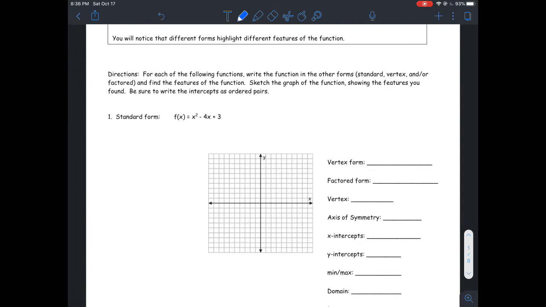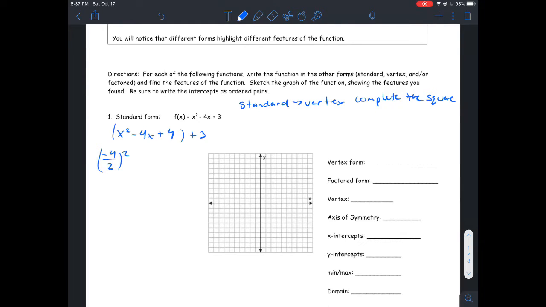So first off, they gave us a function in standard form. Now, hopefully by now, you know how to go from standard form to vertex form. That's the next thing they ask for, vertex form. If you don't remember standard to vertex, you complete the square. So let's go ahead and complete the square on this function. Remember, we always write it like this: x squared minus 4x, and then write our 3 on the end. We take our middle term, divide it by 2, and square it, which is going to give us a positive 4.